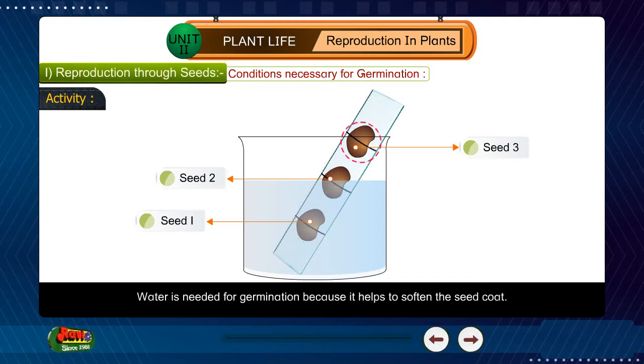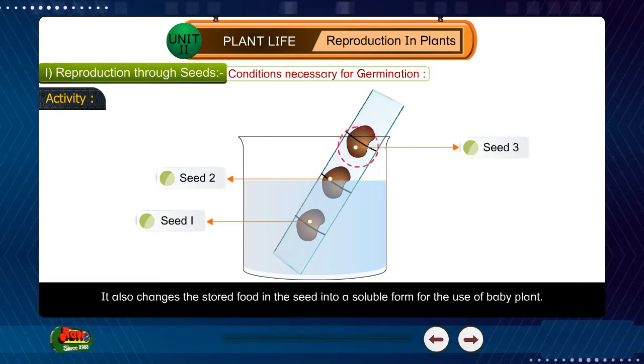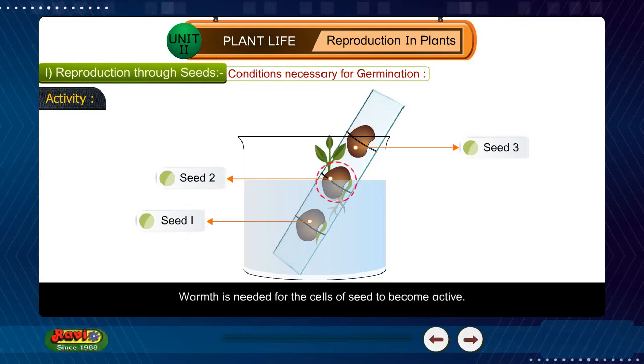Water is needed for germination because it helps to soften the seed coat. It also changes the stored food in the seed into a soluble form for the use of the baby plant. Warmth is needed for the cells of the seed to become active.